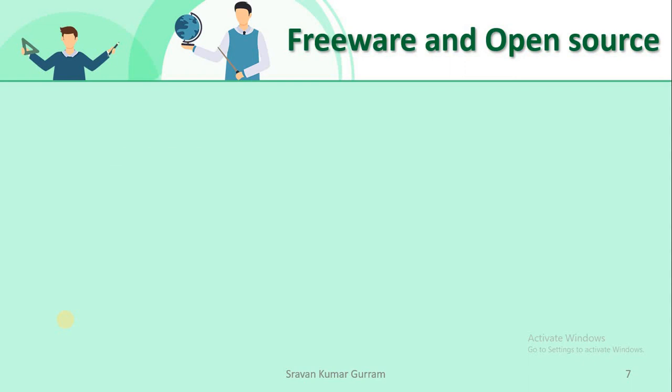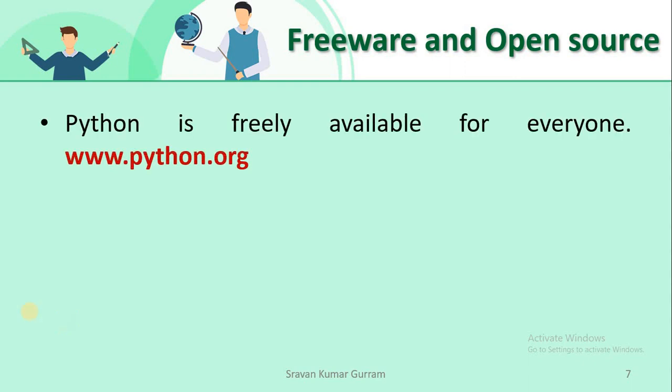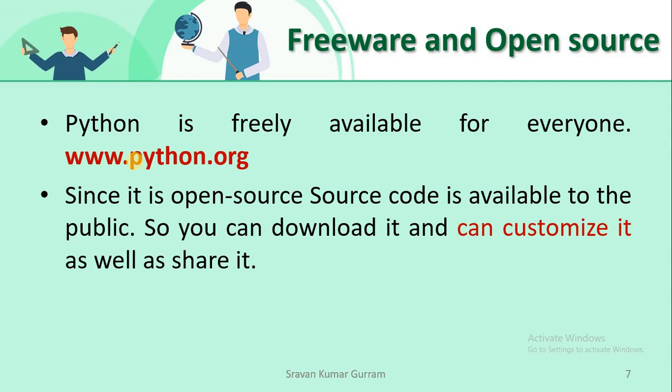The next feature is freeware and open source. Python is completely free. If you want to develop any Python application, you can download Python from the official website. The official website name is python.org, and you can download Python free of cost. And it is open source also. Open source means the source code of Python is available to the public, and if you want to modify it or customize it as per your requirement, you can do that also. This is called open source. The source of Python is completely open to the public.